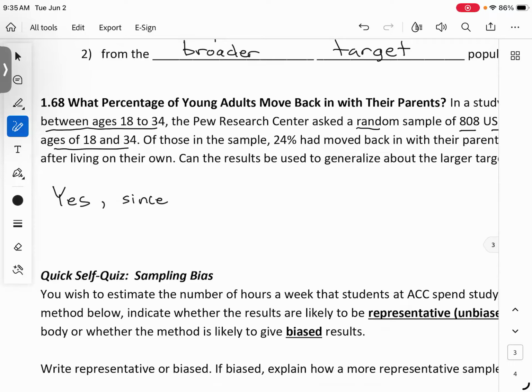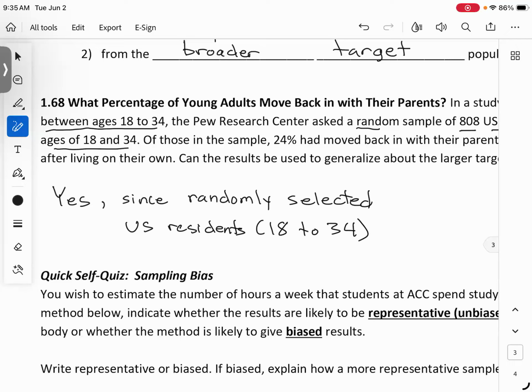since they randomly selected U.S. residents 18 to 34. And again, I'm just going to underline the main word from there, the randomness. And they went after their target. They wanted specifically U.S. residents that were 18 to 34.